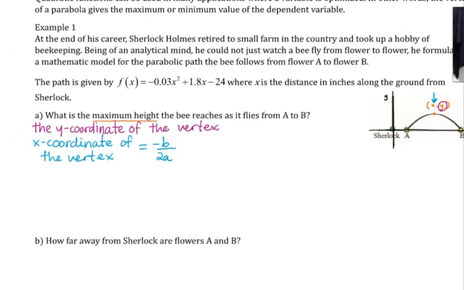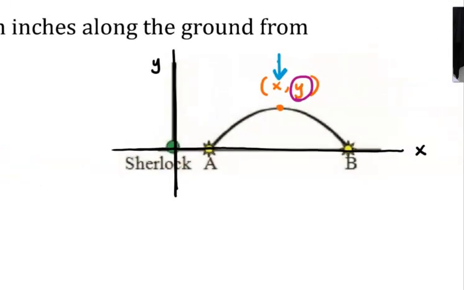So we can identify a and b from this quadratic. a is what's in front of x squared, so a is equal to negative 0.03. b is what's in front of x, so b is equal to 1.8. So I'm going to be plugging in here. This is negative 1.8 divided by 2 times negative 0.03. Do make sure to take your signs with you when you plug things in. That comes out and gives me an x coordinate of 30 for the vertex. So far we know that this point is the point (30, something).